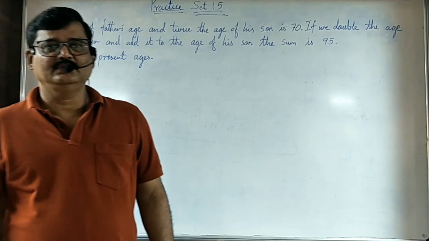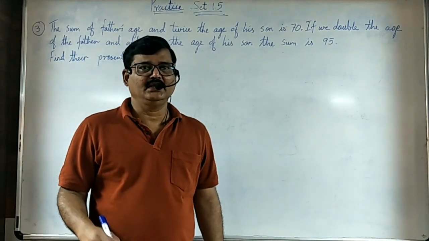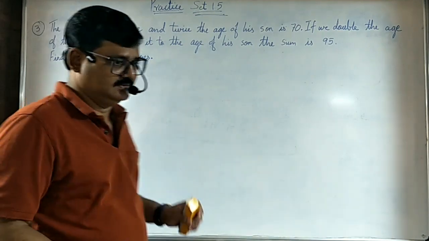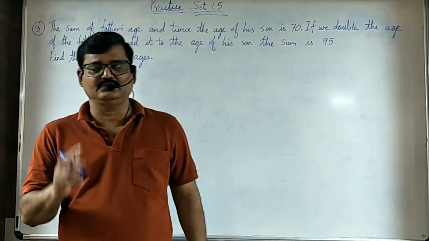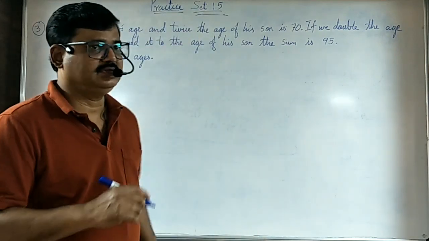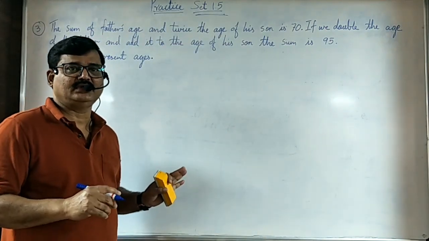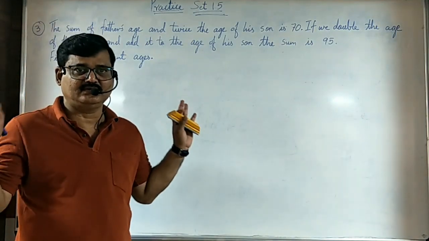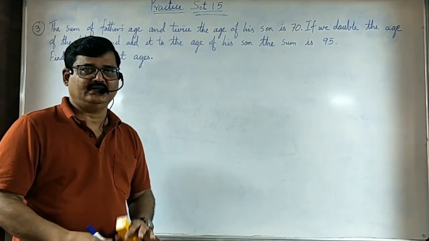Hi students. Today we are going to start again with your practice set 1.5, question number 3. Only two sums are left out, question number 3 and question number 6 of 1.5. Same thing, we'll start with question number 3. It's very simple. First we'll read out the question. I told you that over there. Read the question. No need to understand anything over there.